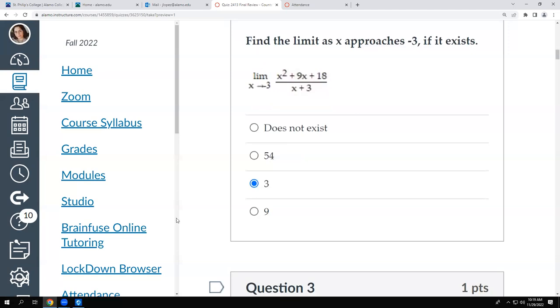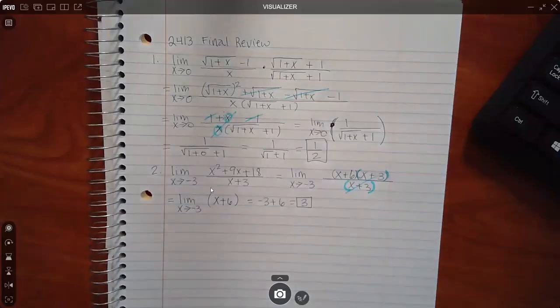Now, I don't remember if all of the final is multiple choice or if most of the final is multiple choice. It seems like the review is like that. Some of it's multiple choice, but then every now and then there'll be one where you have to type in an answer. Okay.